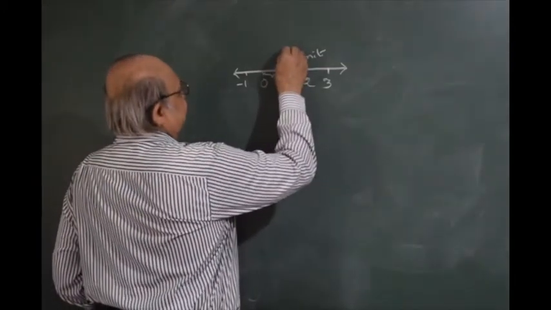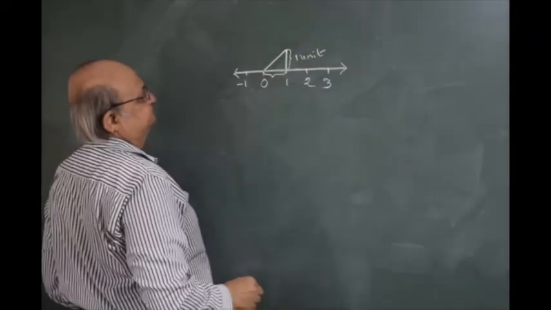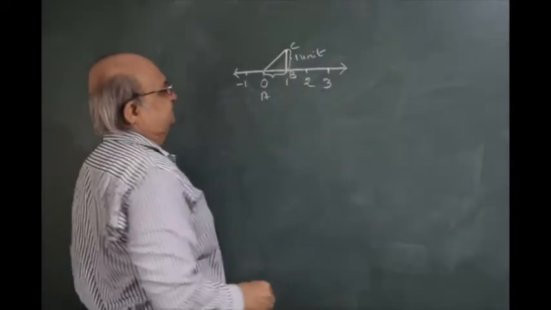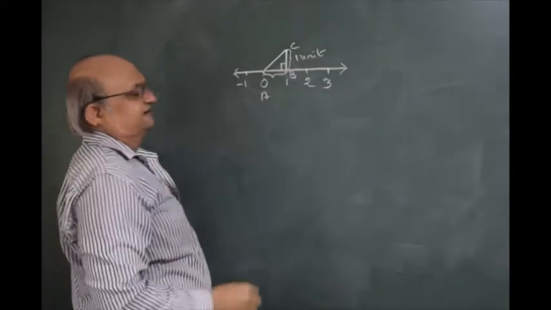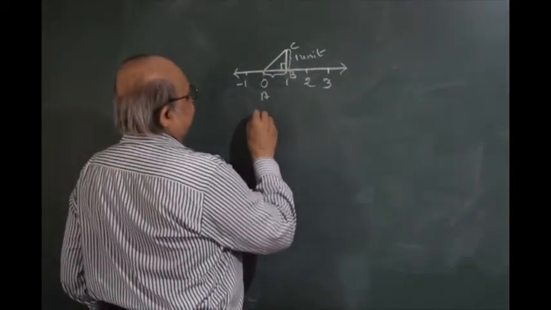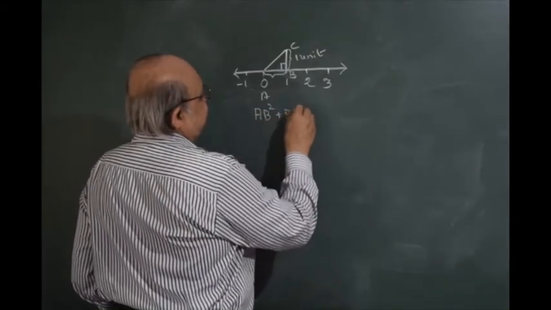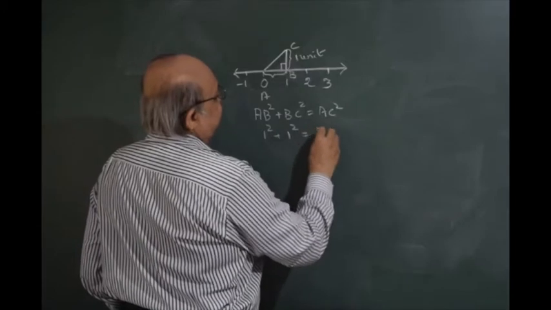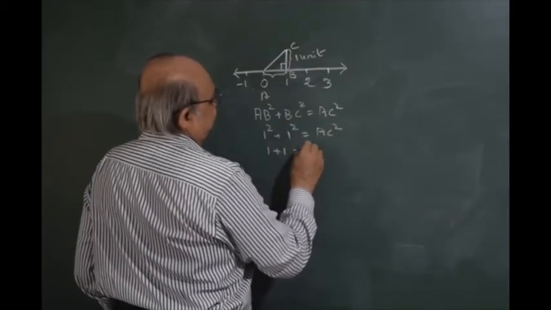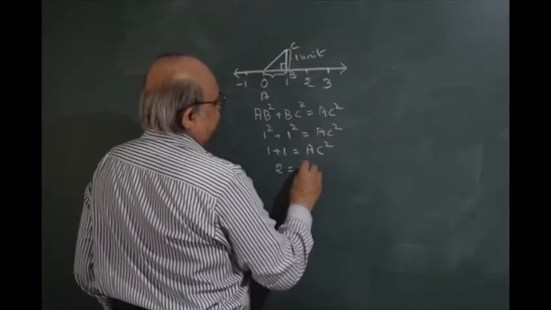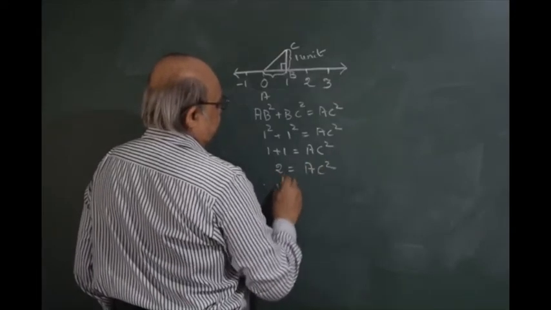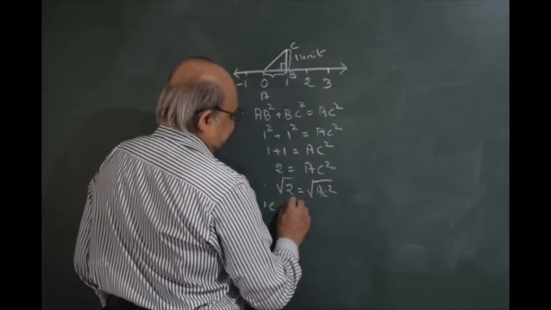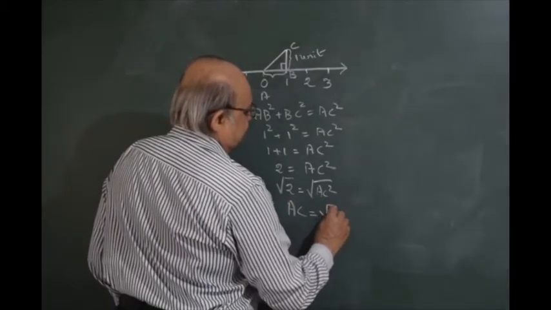Now we connect 0 with this. Let us name it A, B, C. Now we know that this is a right angle, and therefore by Pythagoras we get AB square plus BC square equal to AC square, that is 1 square plus 1 square is equal to AC square. 1 plus 1 equals AC square. 2 equals AC square, and therefore the root of 2 will be equal to the root of AC square, that is AC will be equal to root 2.